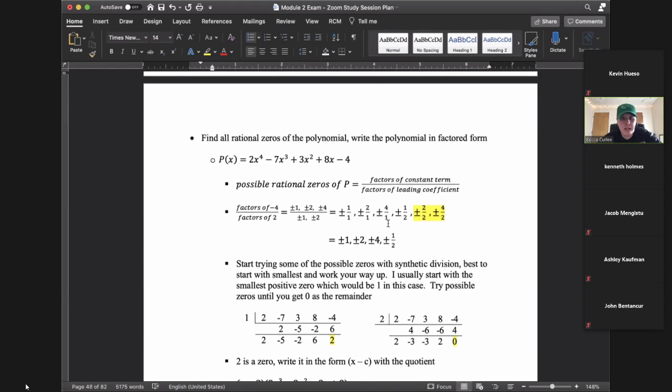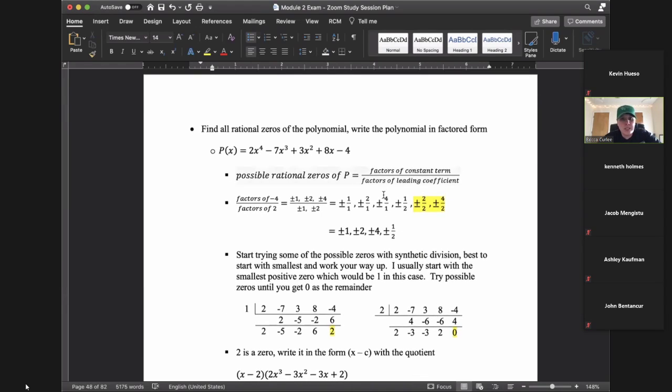It says find all rational zeros of the polynomial, and write the polynomial in factored form. So we're going to take the factors of the constant term over the factors of the leading coefficient. We've got the factors of -4 over the factors of 2, which is going to give us all of these combinations here, which gives us plus or minus 1, plus or minus 2, plus or minus 4, and plus or minus 1 over 2.